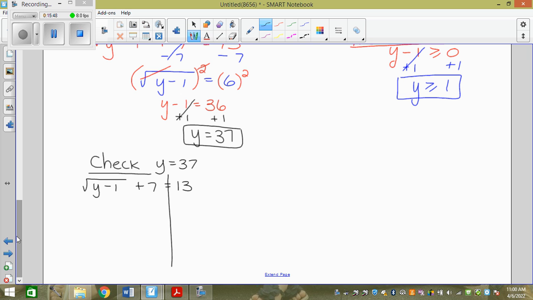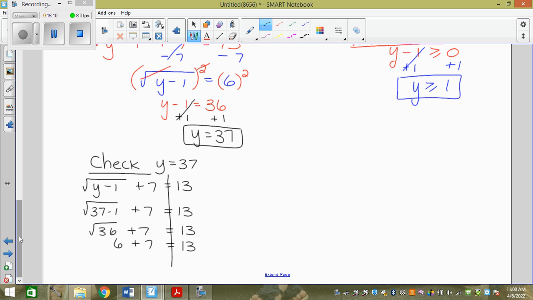So we're going to stick over here, and I'm going to plug in for y 37. So the square root of 37 minus 1, plus 7 equals 13. 37 minus 1 is root 36. Plus 7 equals 13. What is root 36? 6 plus 7 equals 13. And then people will say, done.